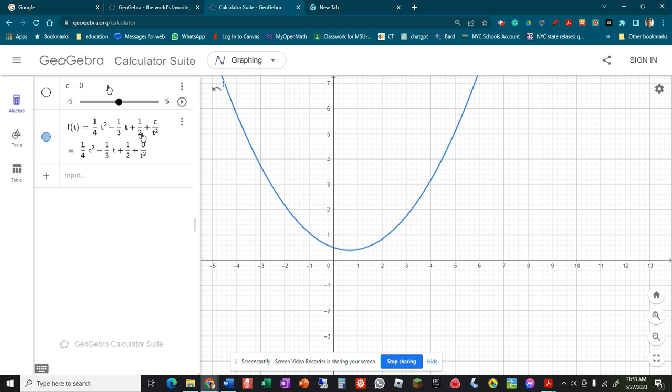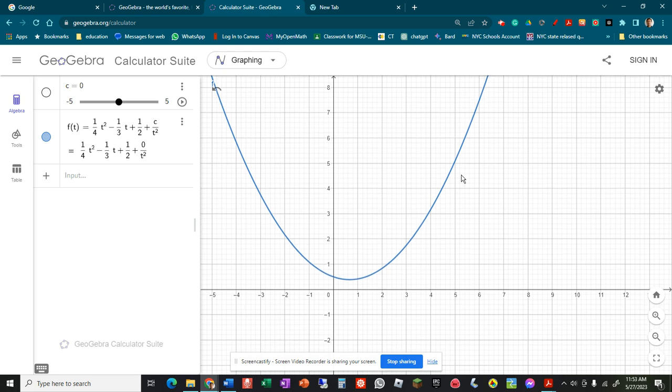When c is 0, you see that I have only the quadratic part, right? When c is 0, c over t square vanishes, so I have a quadratic part. So they're connected to one graph, right? So in this case, you can say that c equal to 0 is actually a critical value.